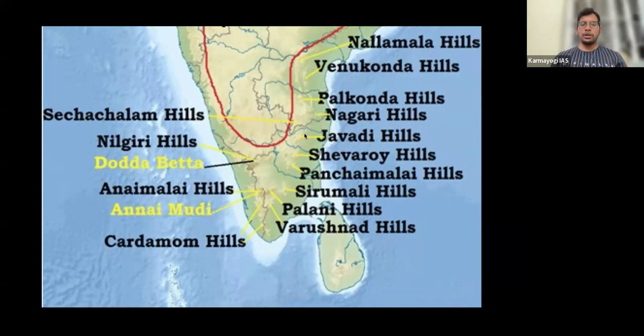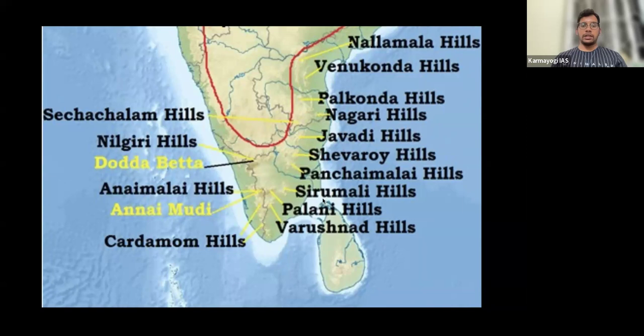Now, if you come to Tamil Nadu, we have the Javadi Hills, then Shevaroy Hills. After Javadi, we have Shevaroy, and then come the Nilgiri Hills, right? So Javadi, Shevaroy, and then Nilgiri Hills, and then Panchamalai Hills, right? So you can remember this as a set: Javadi, Shevaroy, Nilgiri, and Panchamalai Hills. Dodabetta is located within Nilgiri, that is in Ooty, right? Then comes the southernmost part.